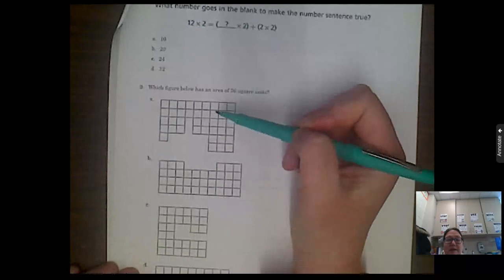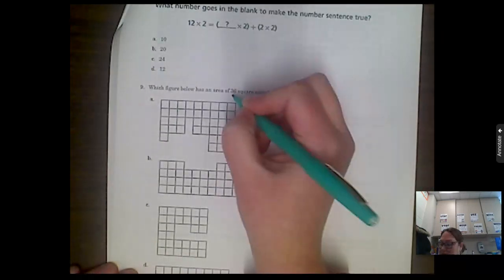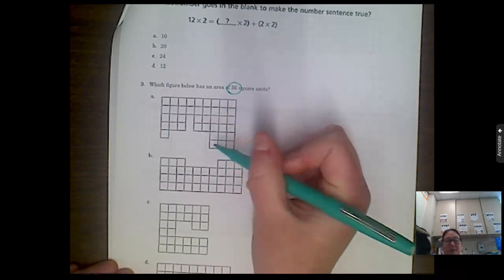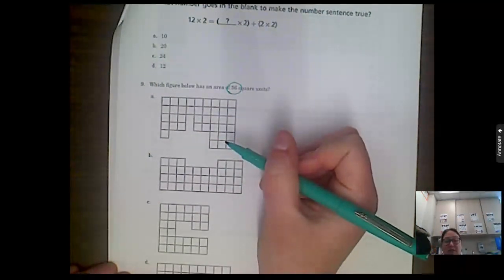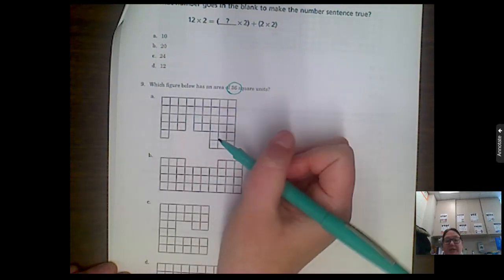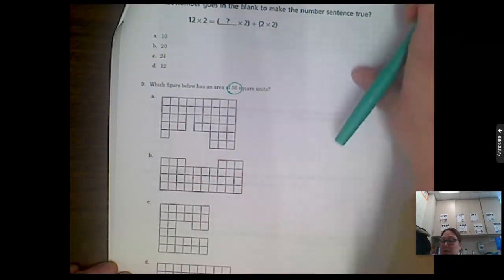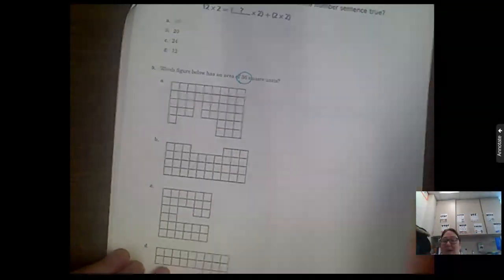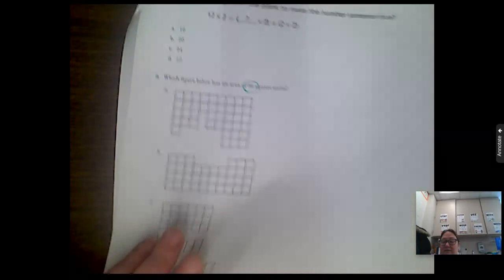Number 9, which figure below has an area of 36 square units? Now, if you look here, these are not perfect rectangles, so we can't just label our side lengths and multiply. I would say that you're probably going to have to touch each one and count here, since they're not perfect rectangles to be able to label your side lengths. So I would touch each one and put a dot on each one and count to find an area of 36.